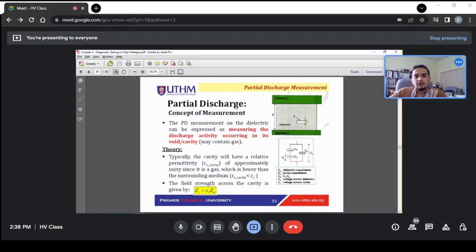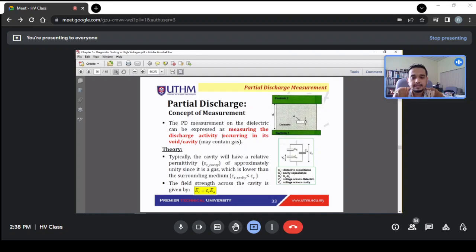Okay, concept of measurements. If we look at this point, we have two electrodes here, and we have dielectric materials, and we have a space here. What will occupy the space, the gap or the void here? Normally it should be air.